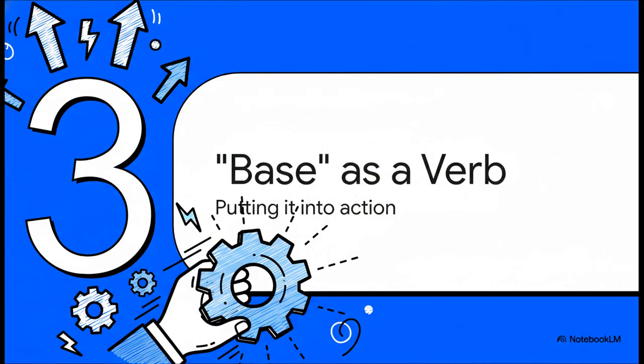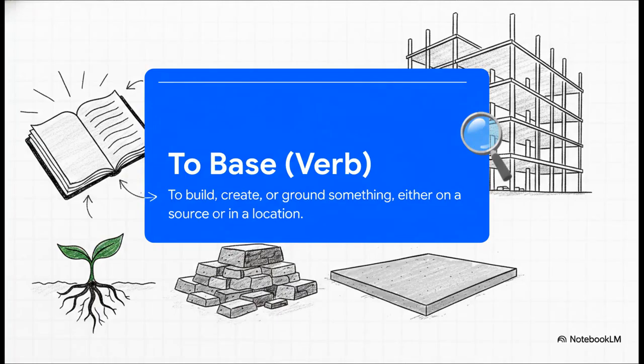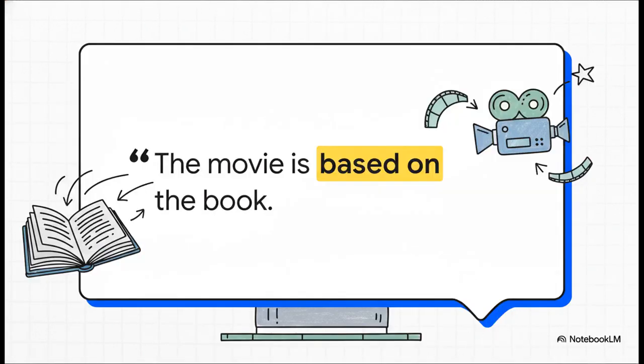Okay, so we've got a good handle on what a base is. Now let's talk about what a base does. It's time to shift gears and look at its role as a verb, putting the word into action. The verb to base carries that exact same idea of a foundation. When you base something, you're giving it a foundation, whether it's physically setting up shop in a location or conceptually grounding it in an idea. This is probably the number one way you're going to hear this used. The movie is based on the book. It just means the book is the source material, it's the foundation for the movie's entire story.